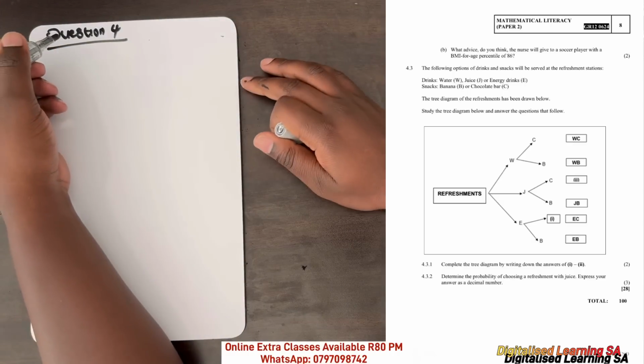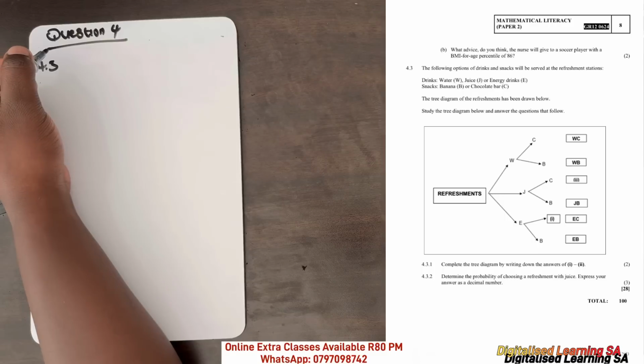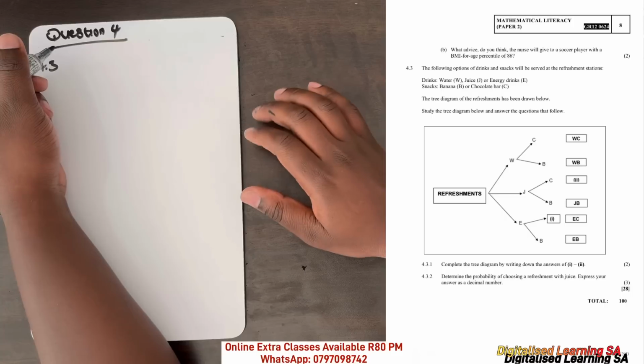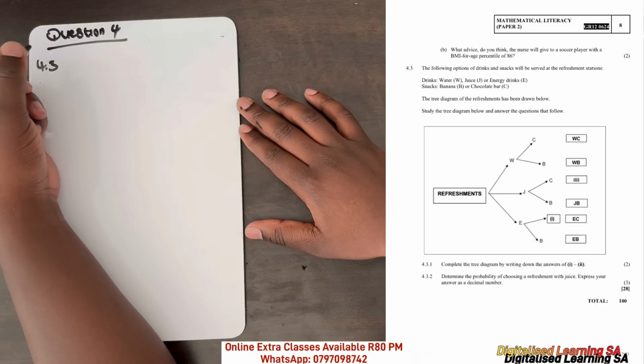Okay, so now let's move to our last set of questions, which is question 4.3. Question 4.3 says that the following options of drinks and snacks will be served at the refreshment stations. For drinks, we will have water, juice, and energy drinks. Water is represented by W, juice by J, and energy drinks by E. With snacks, banana is represented by B, and chocolate bar by C. We are told that the tree diagram of the refreshments has been drawn below.